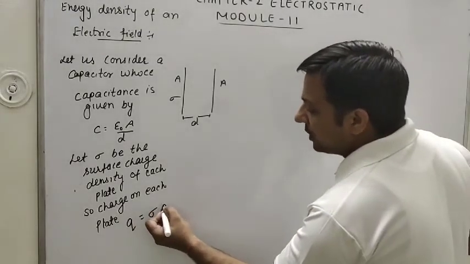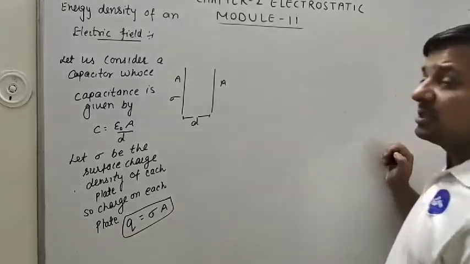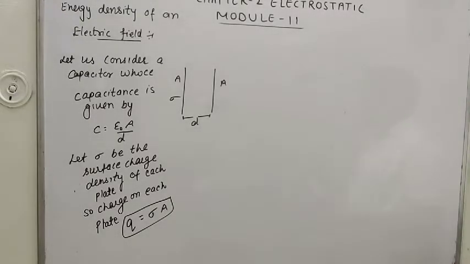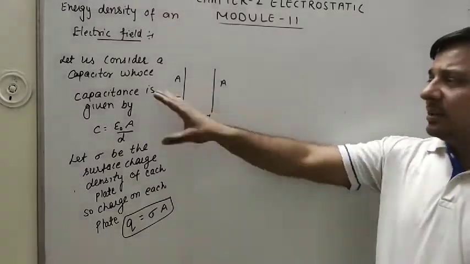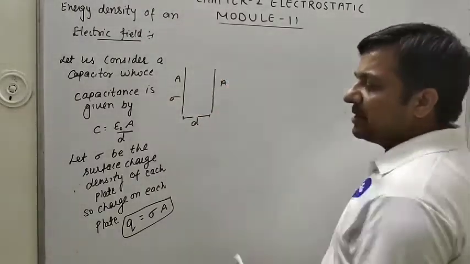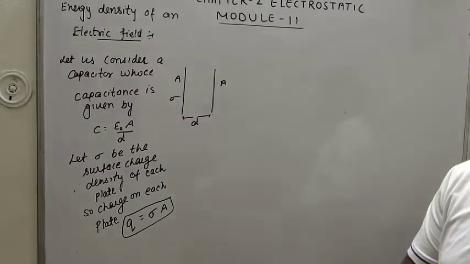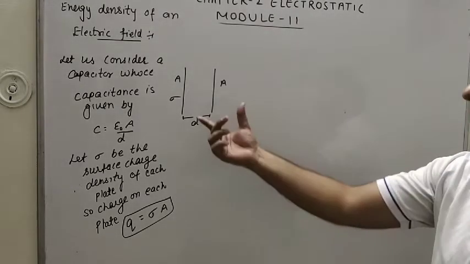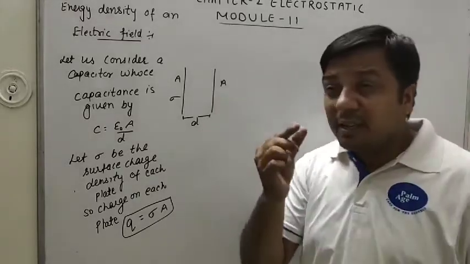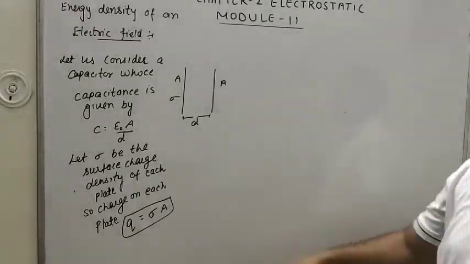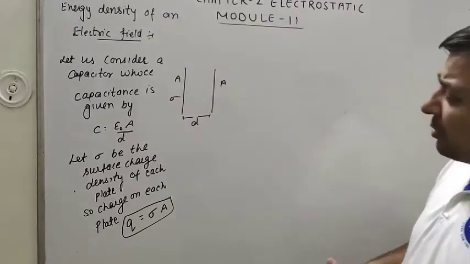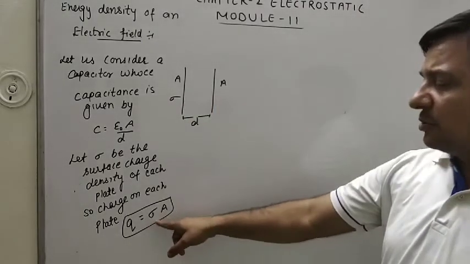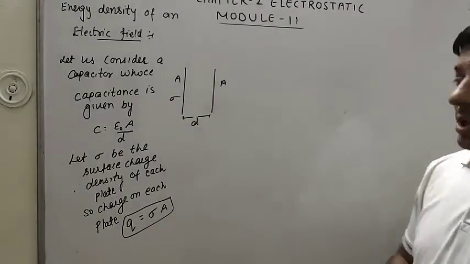Sigma into A. Sigma is the surface charge density. So now perhaps again let us consider simple. We consider a capacitor whose capacitance is given by C is equal to epsilon naught A by D, which has two plates having A, area of each plate. D is the distance and sigma is the surface charge density. Now we know, because these are the charged plates, because of surface charge density.